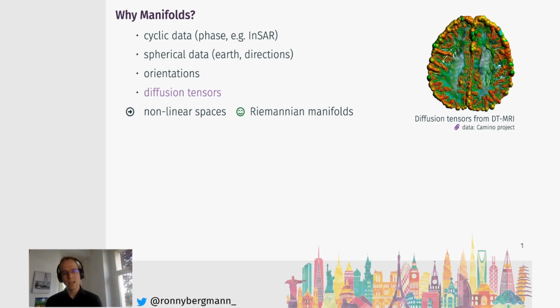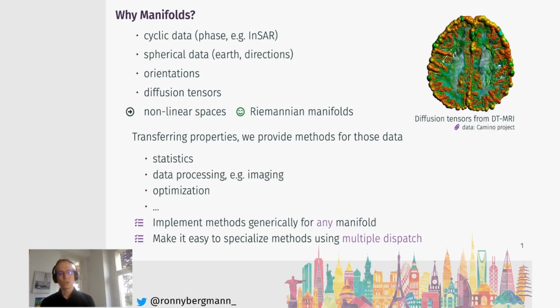And they have enough structure to be a Riemannian manifold. That's what we want to tackle with the packages and in this talk. We want to transfer properties, methods, and whatever you want to provide to manifolds. I want to talk about statistics today, for example, of data processing and imaging, and in the end about optimization that are implemented for any manifold. We also provide a library of manifolds to then easily use this manifold or that manifold that fits your data. And we want to do that, of course, with multiple dispatch.